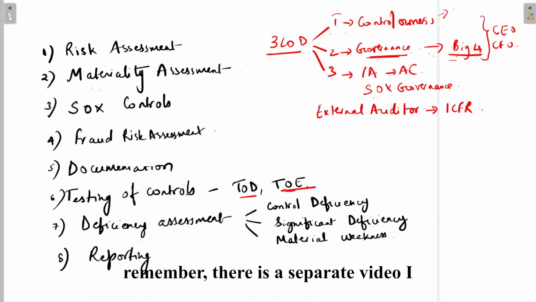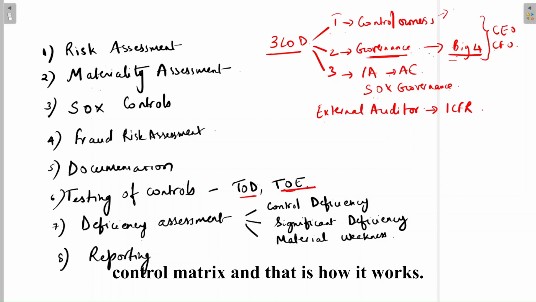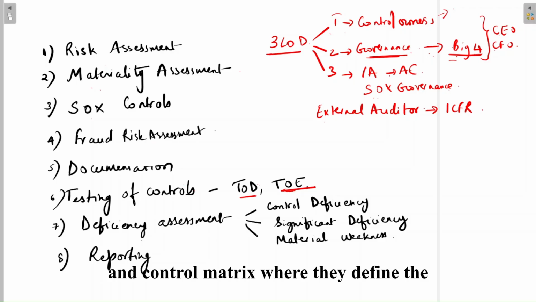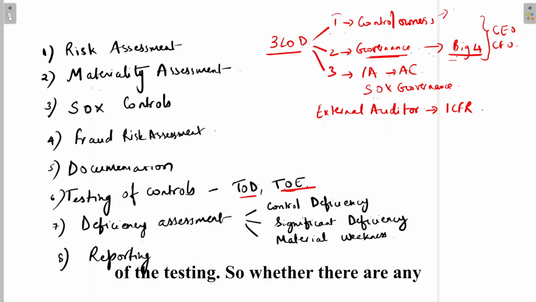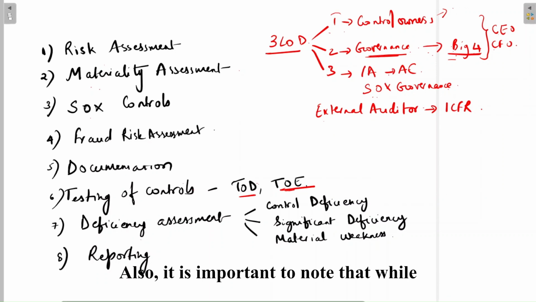And if you remember, there's a separate video I have made which talks about the risk and control matrix, and that is how it works. So the auditors will have a detailed risk and control matrix where they define the testing procedures for testing of these controls, and once that is done, they will document the results of the testing, so whether there are any findings, and the findings have to be further assessed into whether it is a control deficiency, a significant deficiency, or a material weakness.